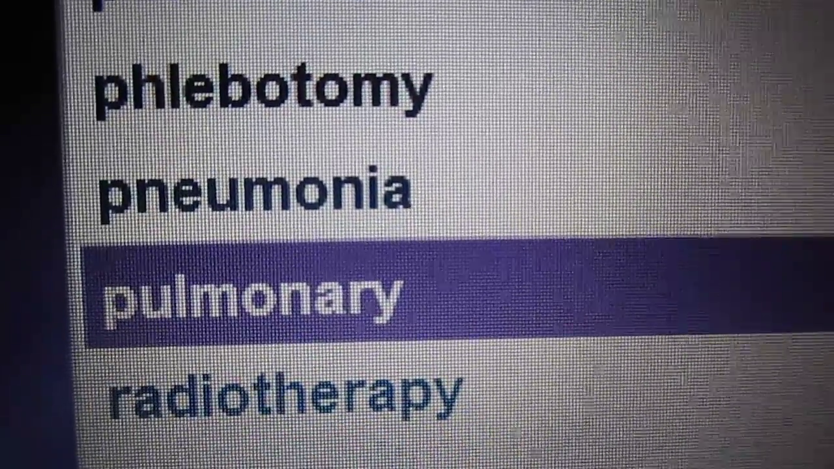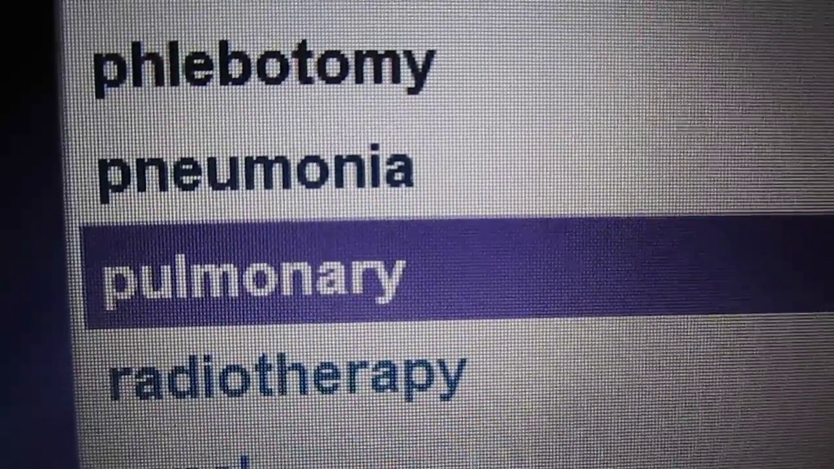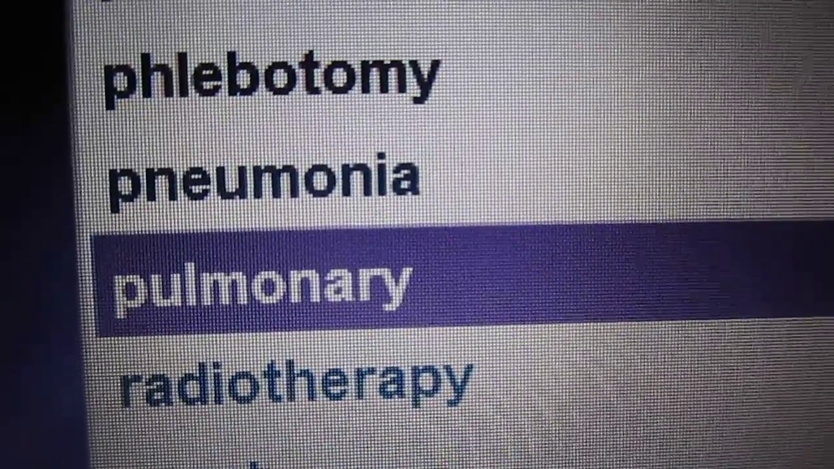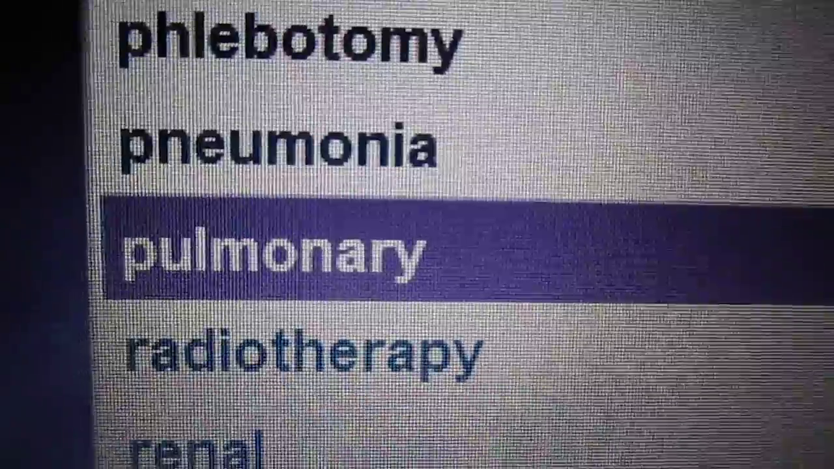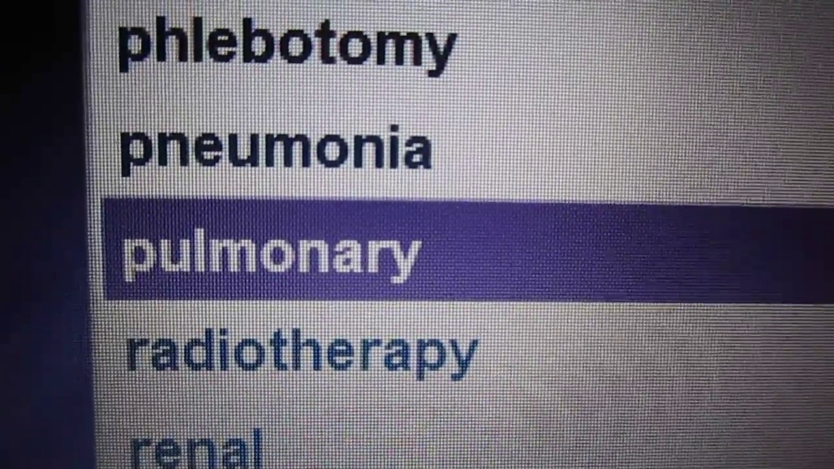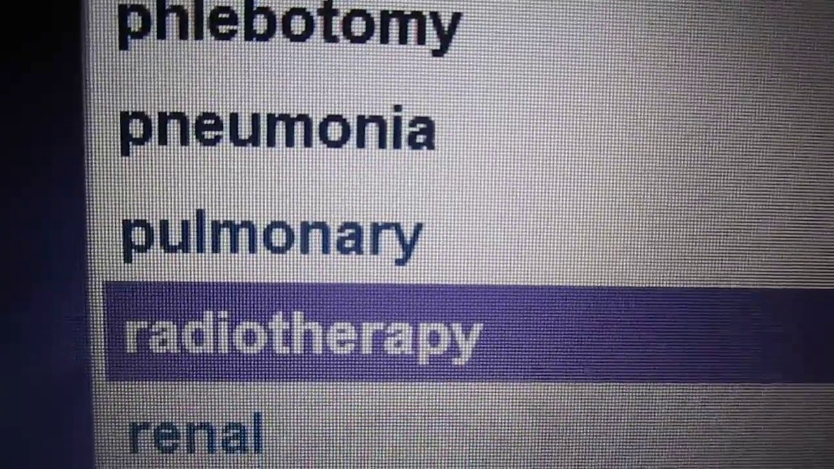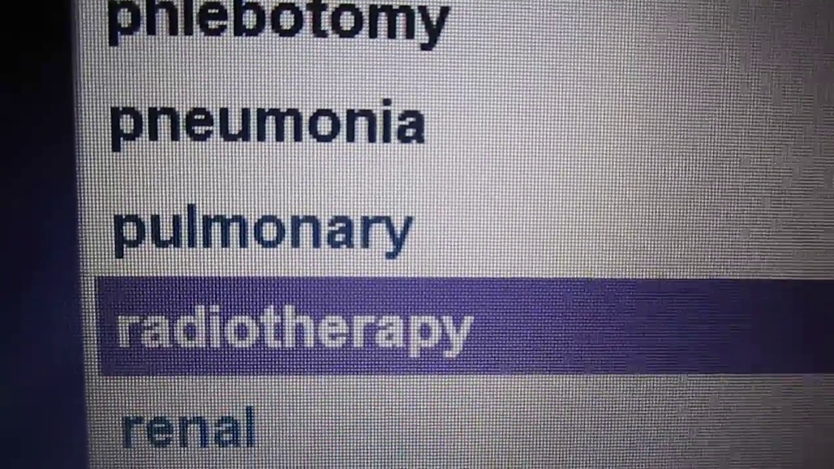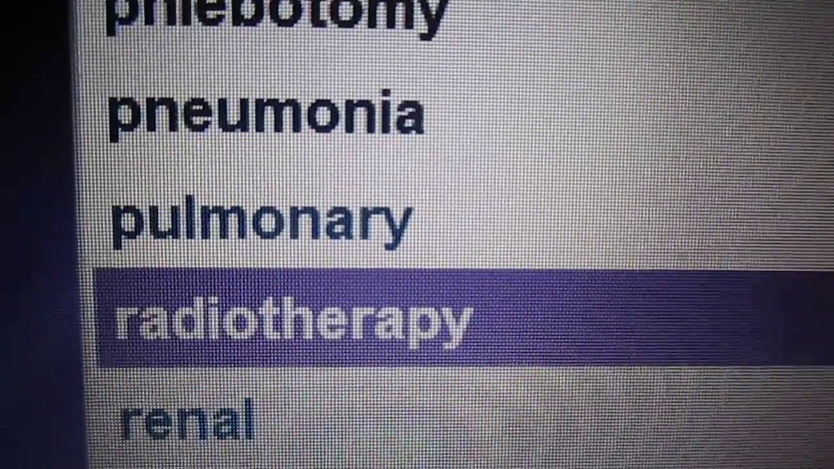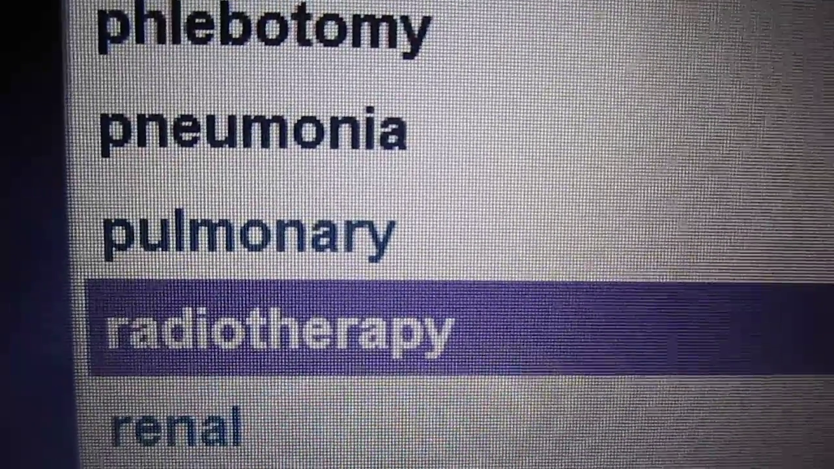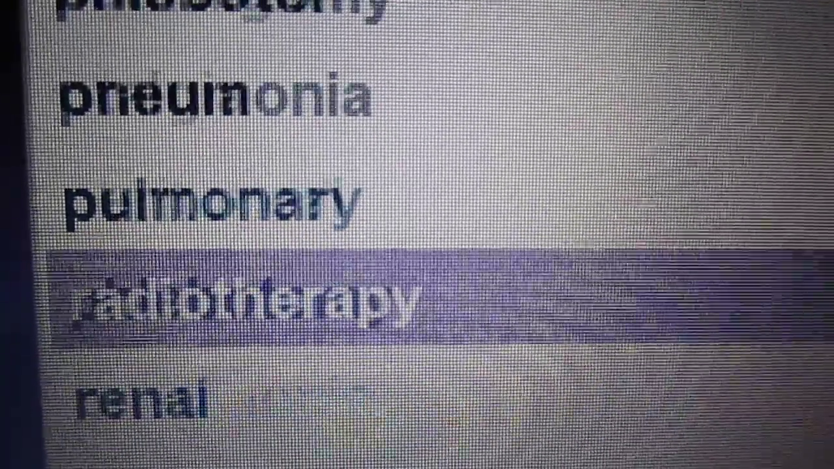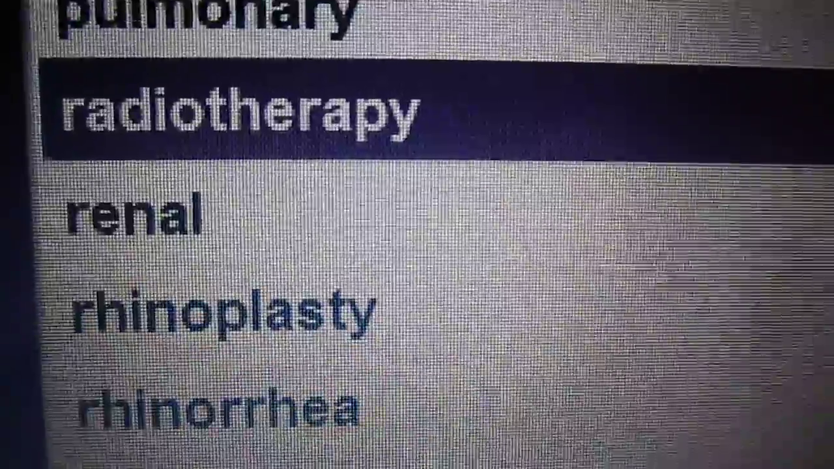Pulmonary means pertaining to the lung. A pulmonary infarction is an area of dead tissue in the lung. Radiotherapy. Radio means X-rays. Radiotherapy is the treatment of malignancies with radiation. This includes high-energy X-rays or other sources of radiation, such as photons and protons.